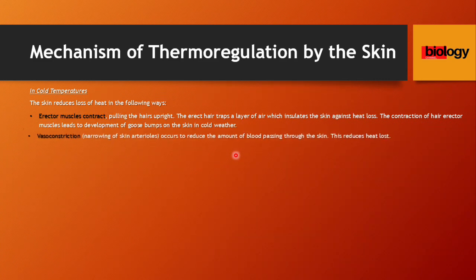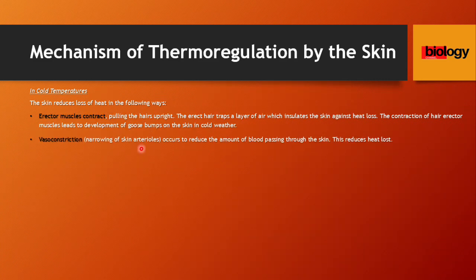Okay, another way the skin reduces loss of heat is through this process known as vasoconstriction, which is the narrowing of skin arterioles. Remember the arteries? The arteries are the ones that transport blood from the heart to all parts of the body, and this is one part of the body, which is the skin. So vasoconstriction is the narrowing of those arteries, the skin arterioles. Okay, so this occurs to reduce the amount of blood passing through the skin. So they will make the arterioles narrow to reduce the amount of blood passing through the skin.